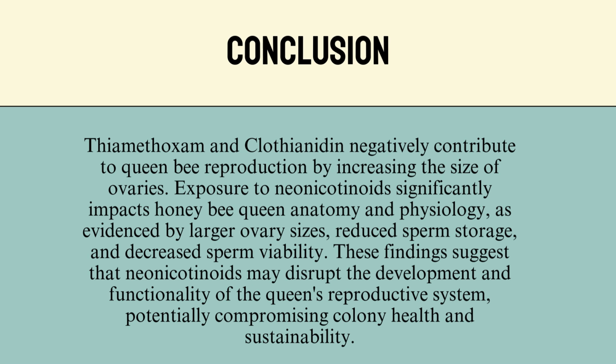So for the conclusion, Thiamethoxam and Clothianidin negatively contribute to queen bee reproduction by increasing the size of ovaries. Exposure to neonicotinoids significantly impacts honeybee queen anatomy and physiology, as evidenced by larger ovary sizes, reduced sperm storage, and decreased sperm viability. These findings suggest that neonicotinoids may disturb the development and functionality of the queen's reproductive system, potentially compromising colony health and sustainability.